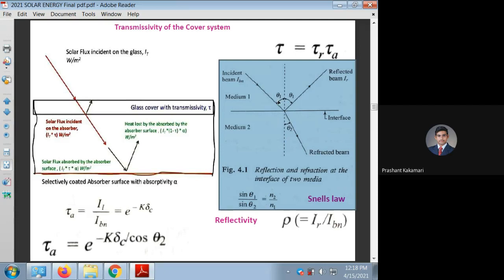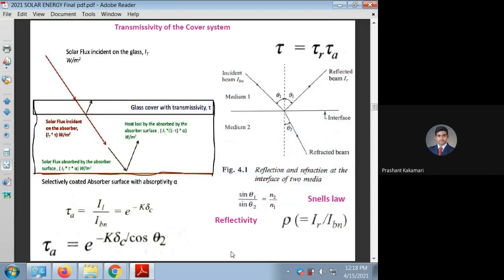But once the incident beam radiation goes beyond 60 degrees, say for example 70, 80 or 90 degrees, the energy received on the absorber plate from the refracted beam radiation will be lower, and the efficiency of this black plate will be less. So that we'll see in the numericals. I'll take one numerical.